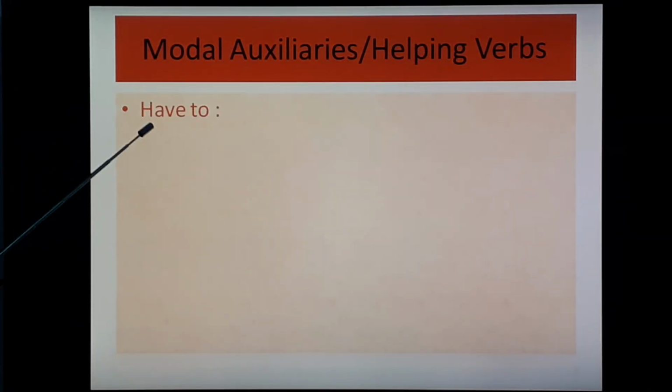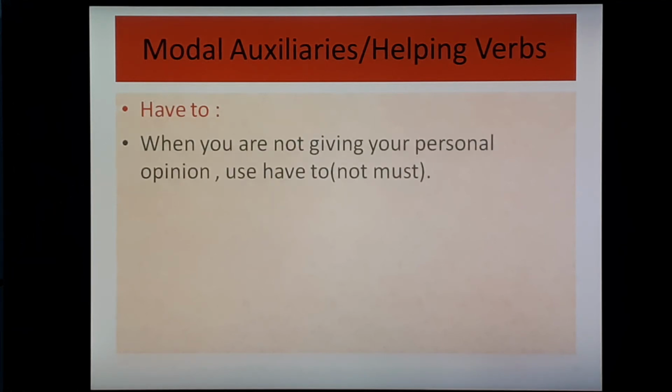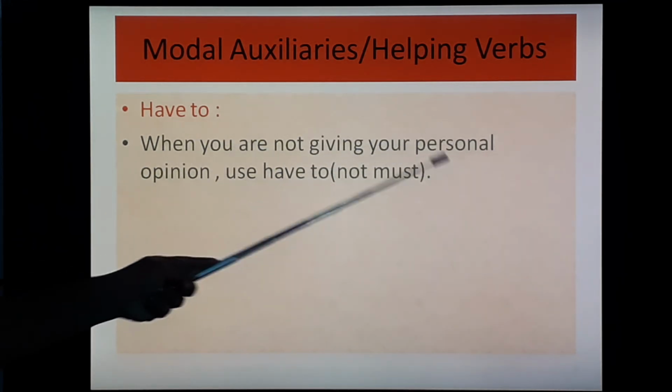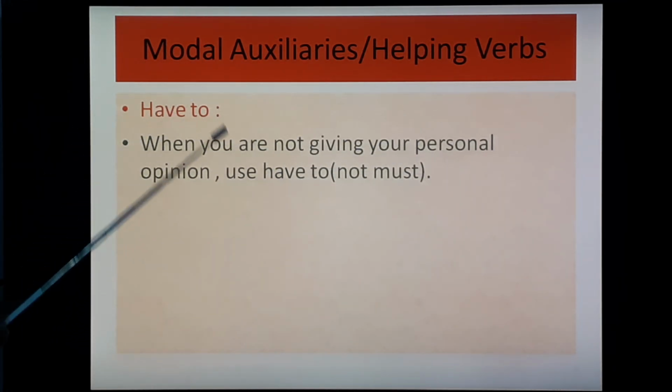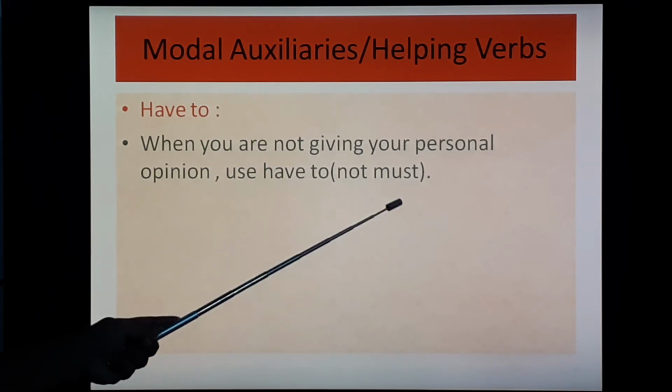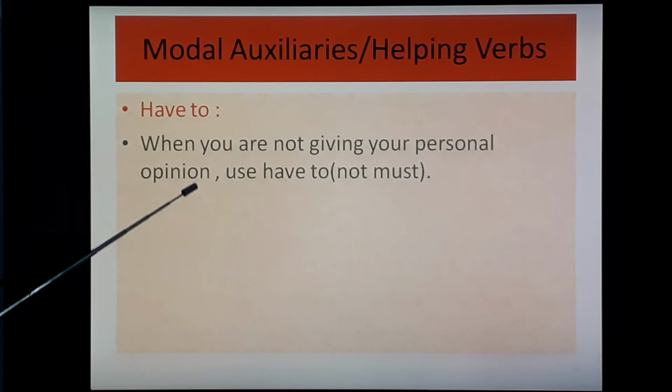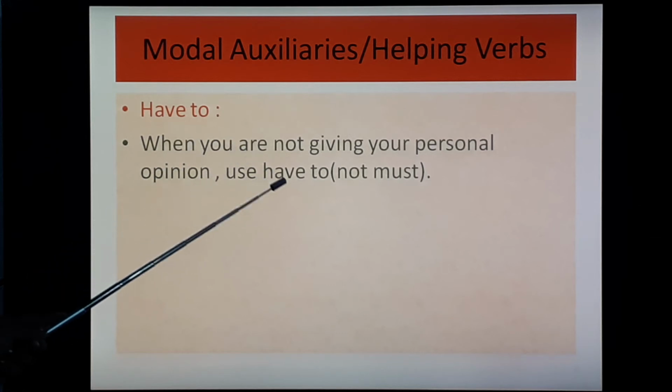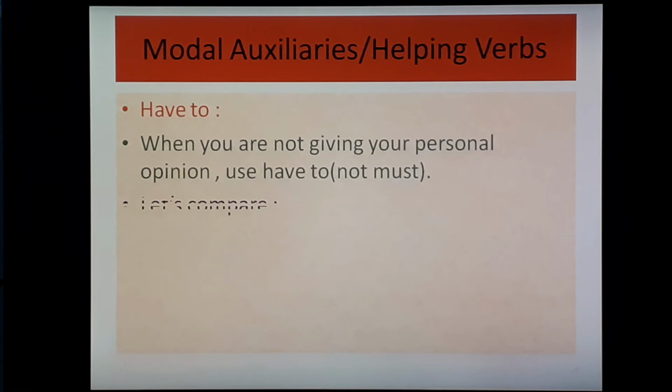Now let's move to have to. It has special usage. When you are not giving your personal opinion, you need to use have to and not must. So here you have to be very clear. When you don't want to give your personal opinion, then you need to use have to. Let's try to understand with the help of example.